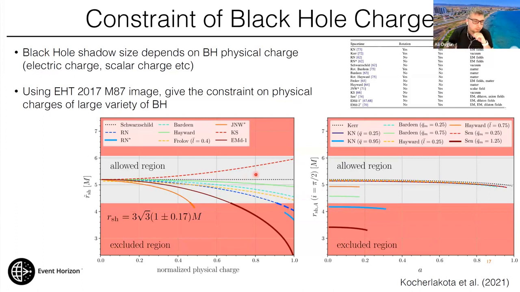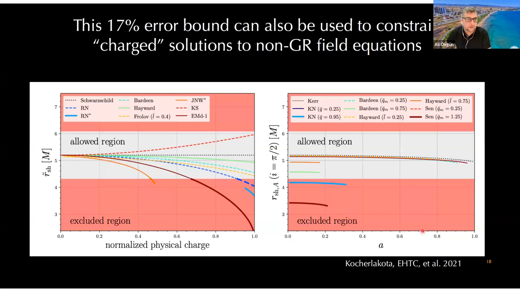The normalized physical charge should be very small. But when it is small, the difference between the black holes is very difficult to see. But when the charge is larger, yes, you can see the deviation between the different black holes. Yes, this is the same thing.